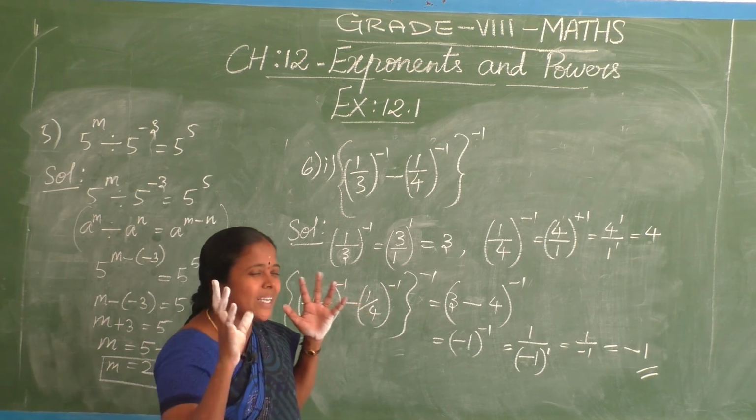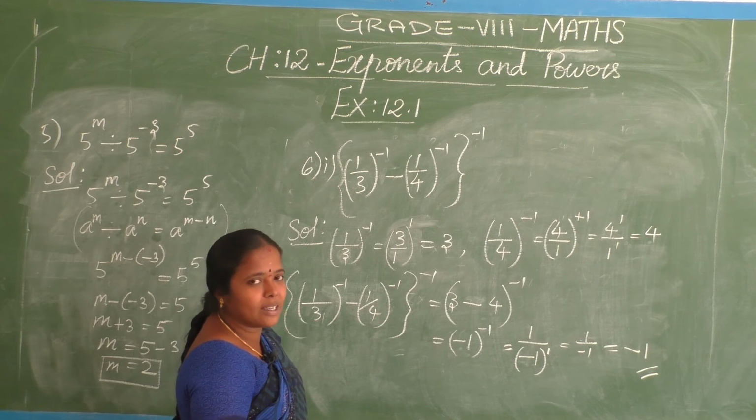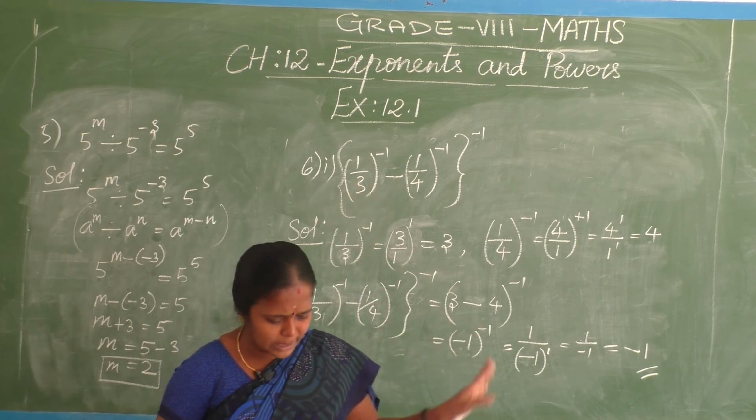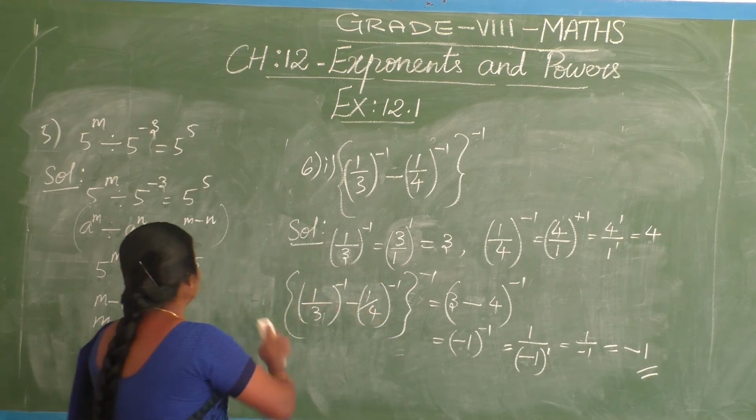Clear? Minus, minus, minus. What to do? Step by step you have to solve. Clear? The final answer for this question is minus 1. That's all. One more question like this you try. Seventh part. That's our last section.